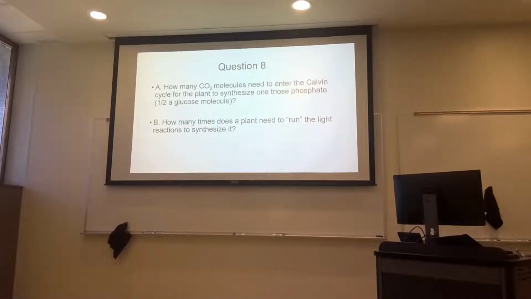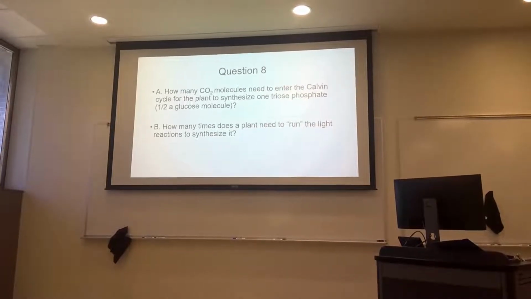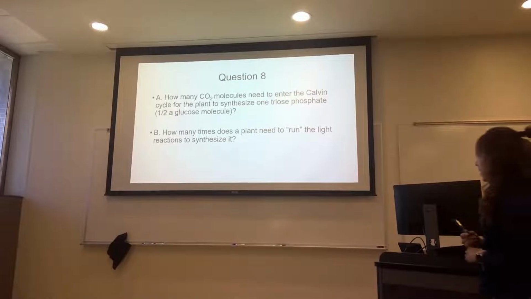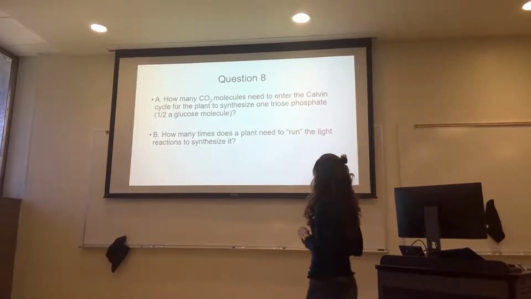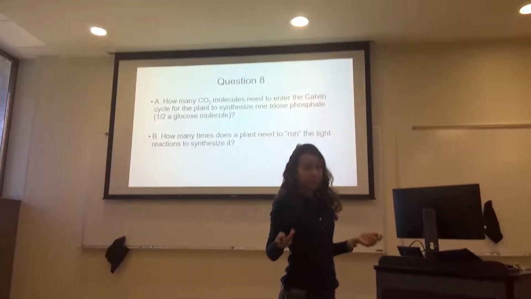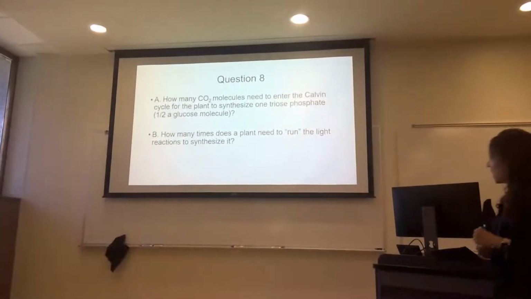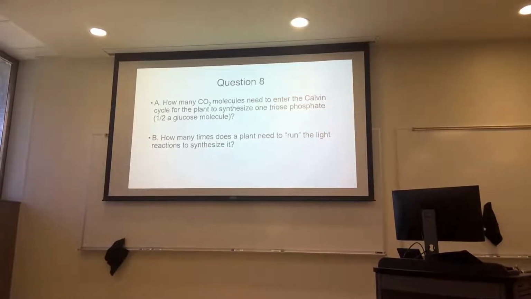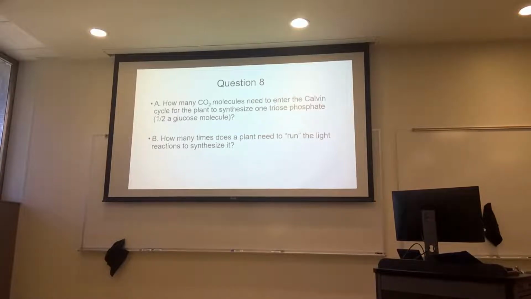So I think with your notes, you're probably capable of doing this. So I want everybody to give this a try. How many CO2 molecules need to enter the Calvin cycle for the plant to synthesize a triphosphate, which is how a glucose molecule is made, sort of. And then how many times does the plant need to run the light reactions to synthesize that triphosphate?